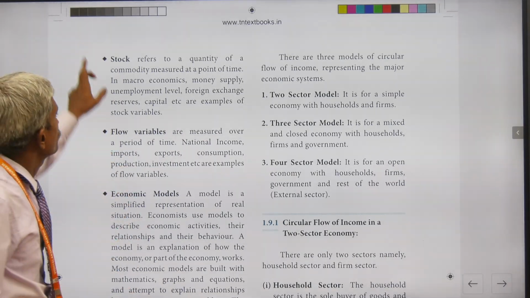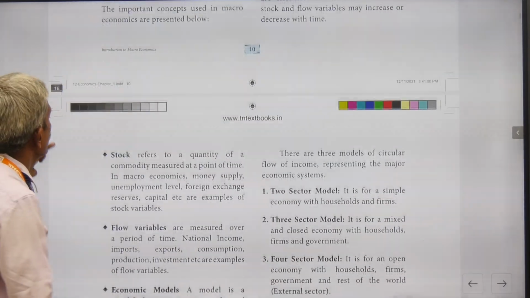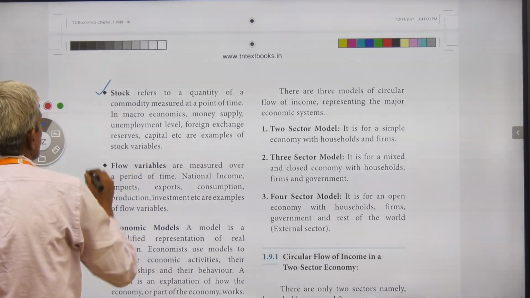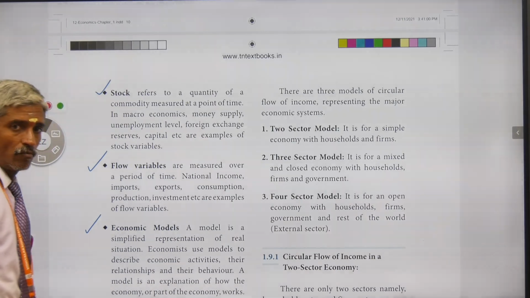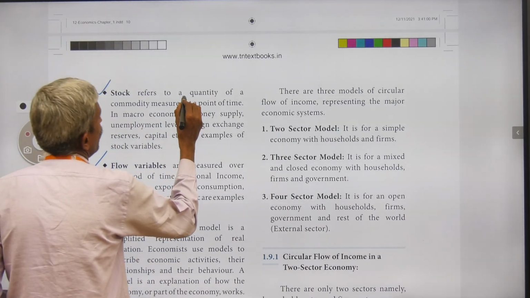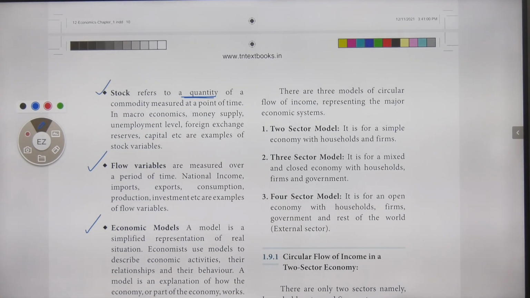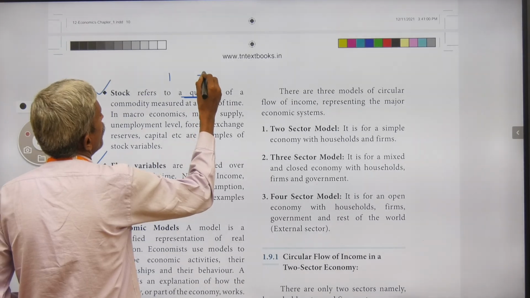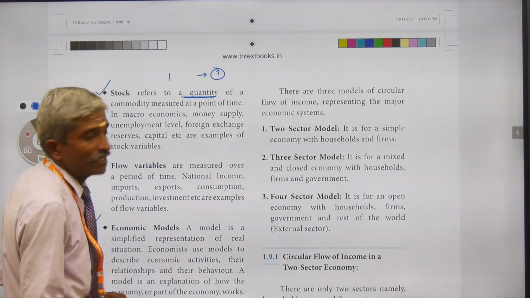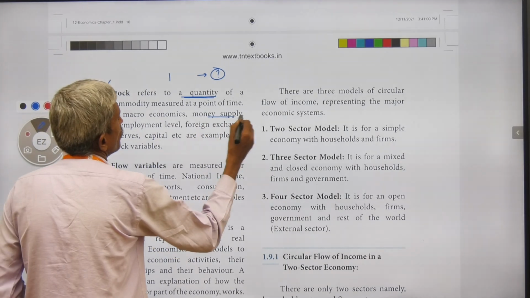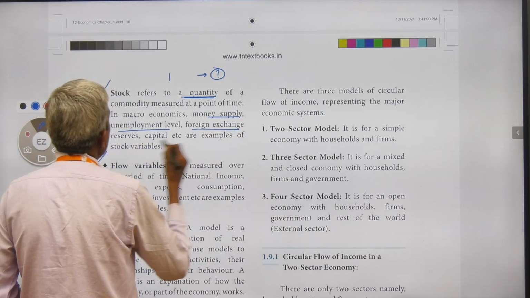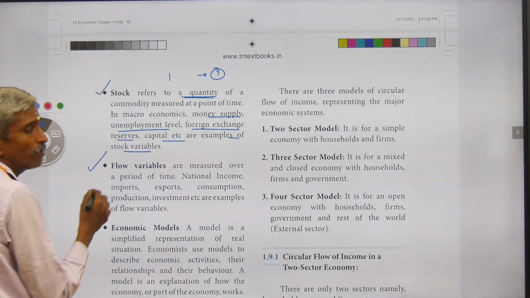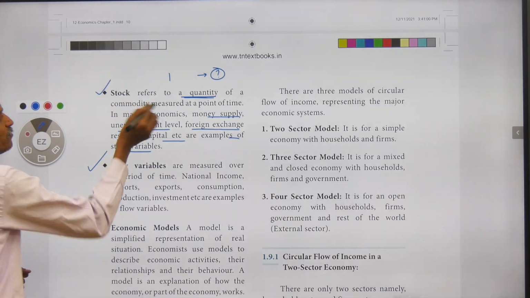Number 1, stock. Macroeconomics refers to, number 1, the stock, flow and economic model. Stock refers to quantity, whether the goods are produced in one or in numbers. That is quantity. In macroeconomics, money supply, unemployment, foreign exchange, capital, etc. are examples of stock variables. Variable means it will change.